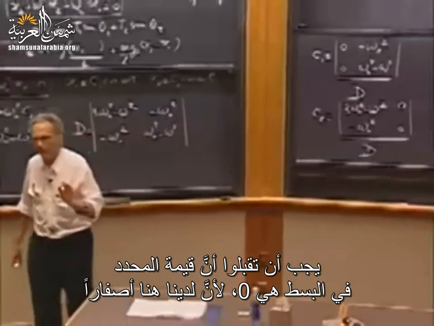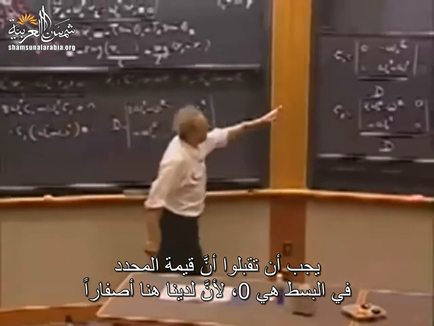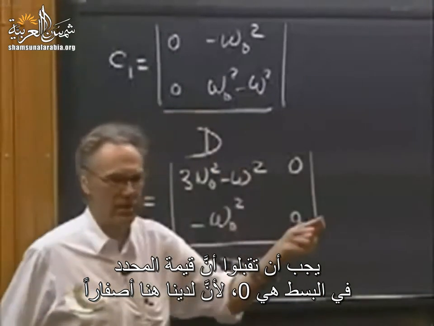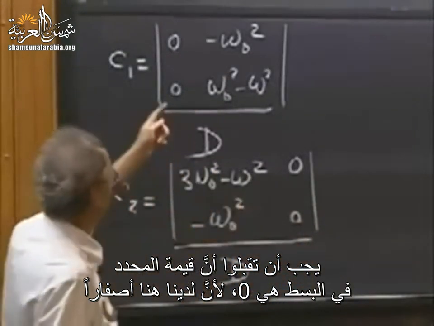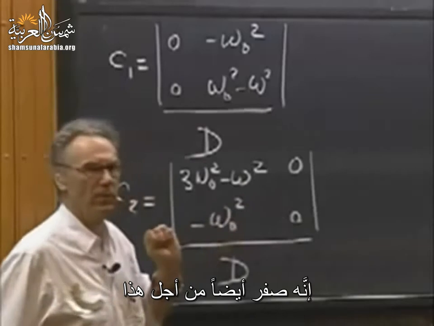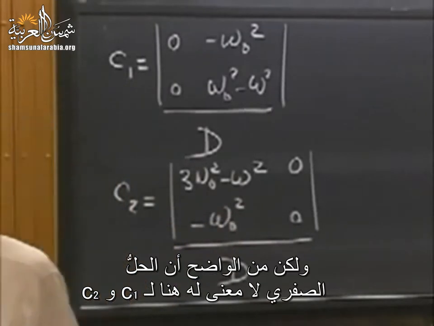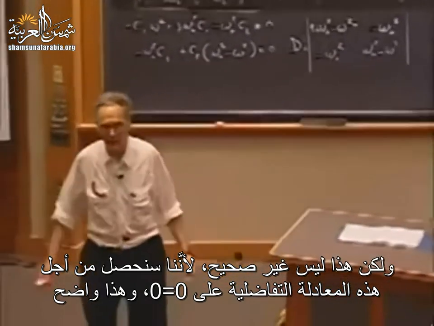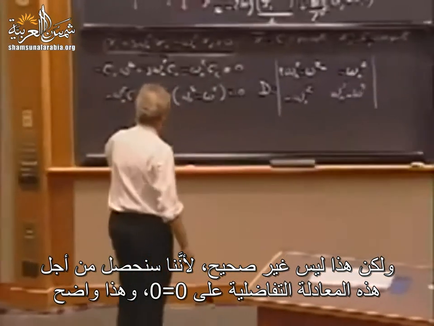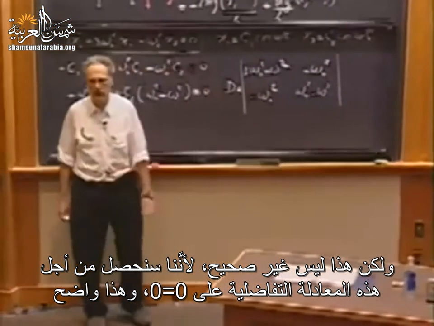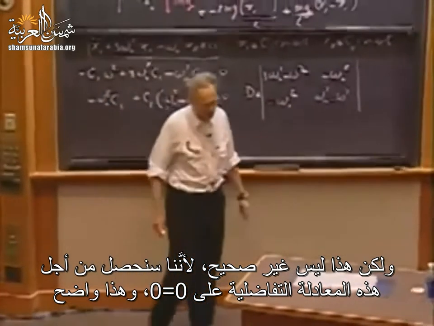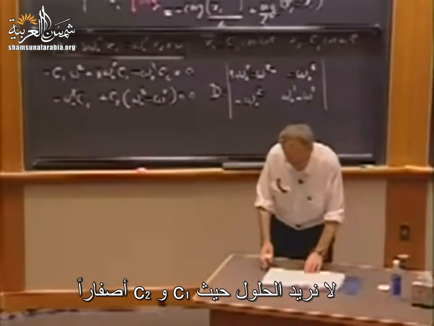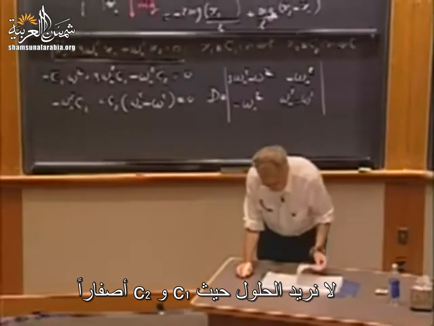You have to admit that here, the determinant of this matrix is 0, because you have two zeros here. And it's also 0 for this one. But clearly, the zero solutions for C1 and C2 are meaningless. They're not incorrect, because you will get in this differential equation that 0 is 0, which is rather obvious. So we don't want the solutions where C1 and C2 are 0.